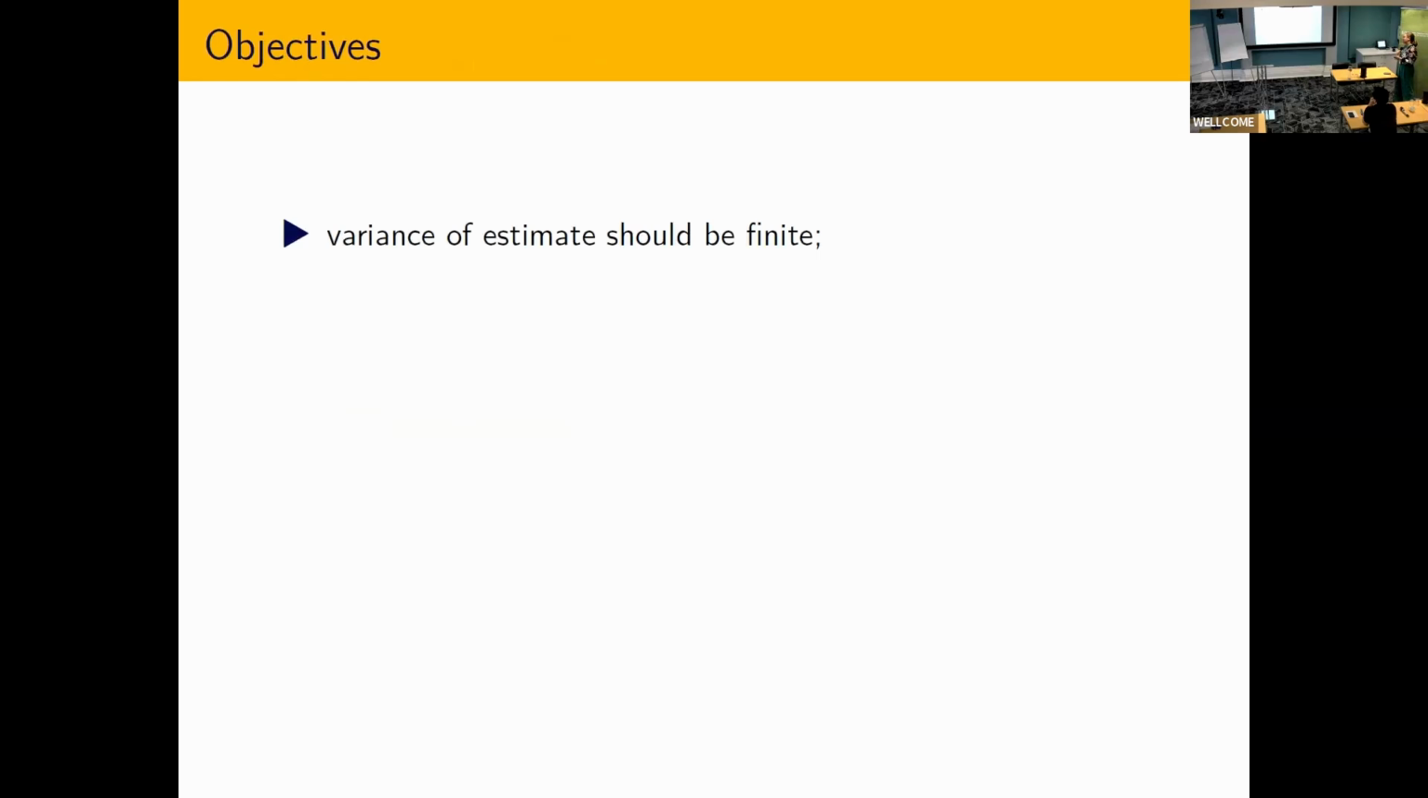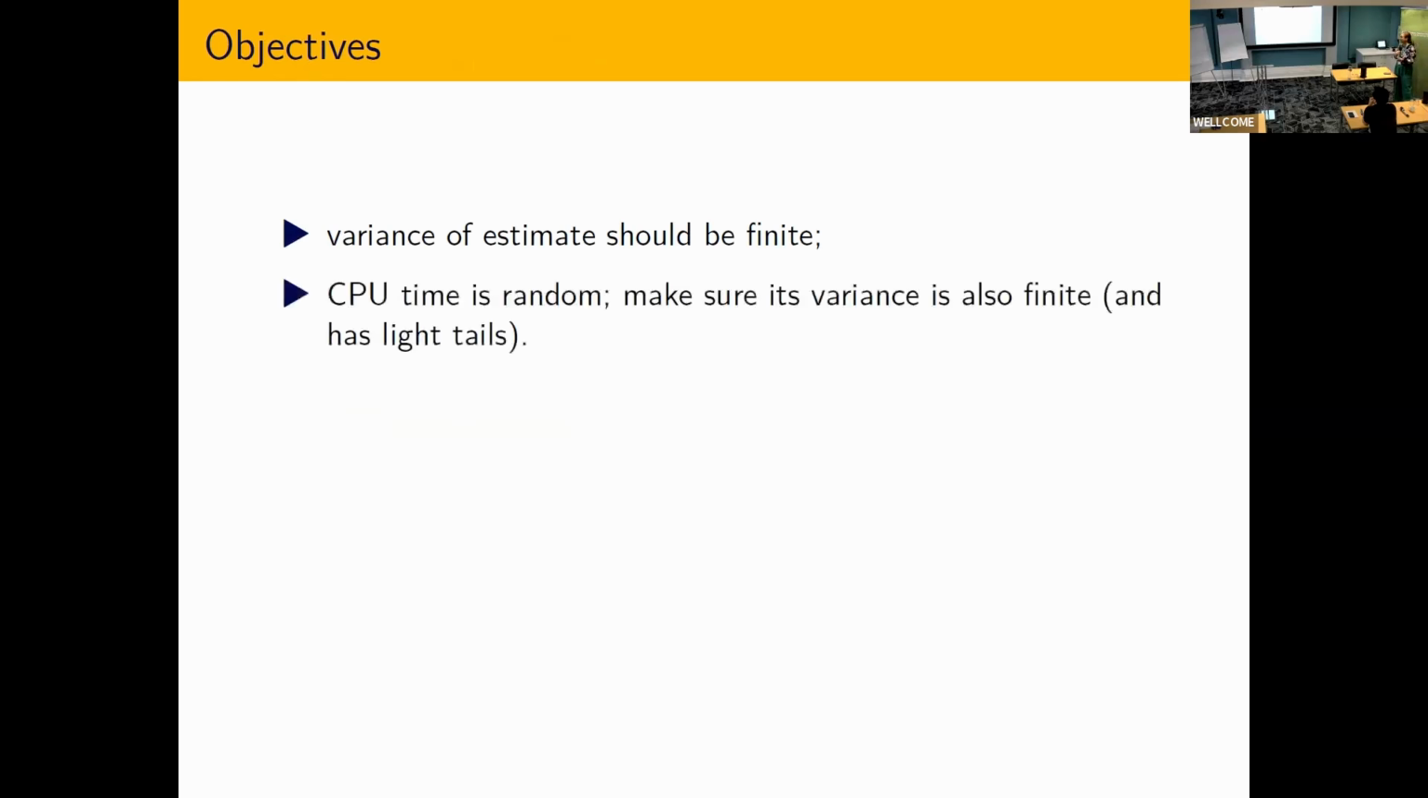So what do we want to achieve? Well, we have this estimator f hat. We want the variance to be finite. It doesn't seem much to ask. We want the CPU time to be finite as well, because this is a random truncation. The amount of computation that we spend depends on how big R is. Because this is random, we want it to be finite in expectation, at least, but also with finite variance. Because if not, we might have to wait forever occasionally.